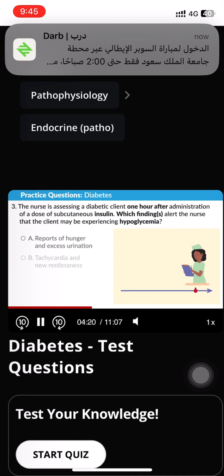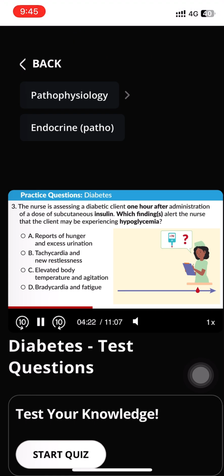Now for question 3. The nurse is assessing a diabetic client 1 hour after administration of a dose of subcutaneous insulin. Which findings alert the nurse that the client may be experiencing hypoglycemia? So pause the screen and try your best to answer this question.